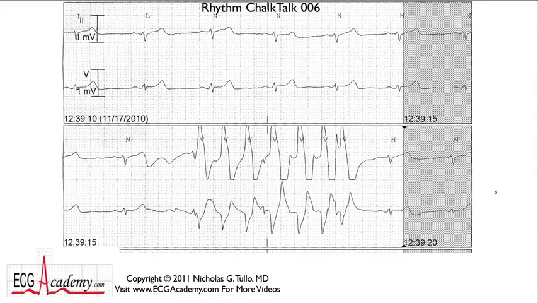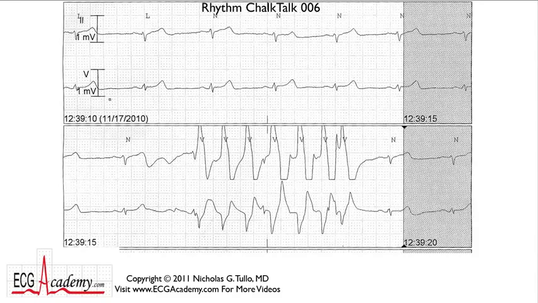Now, I want to get right into this one because it's a great tracing. It's a common problem that most people don't think about. And I want to introduce it to you here on our 6th Rhythm Chalk Talk. So let's get right to it. The first strip is 2 leads running simultaneously, and then you have a second strip from the same patient.